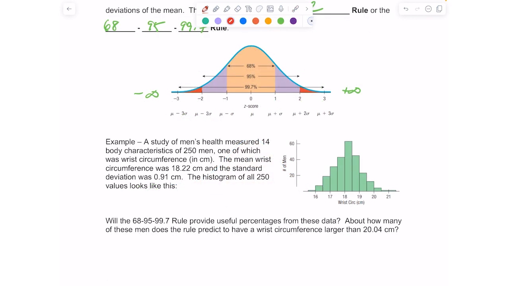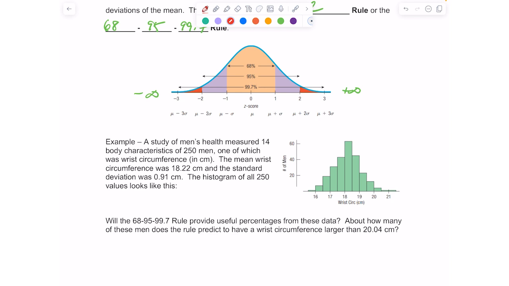So in this problem, a study of men's health measured 14 body characteristics of 250 men, one of which was wrist circumference in centimeters. The mean wrist circumference was 18.22 centimeters, and the standard deviation was 0.91 centimeters. The histogram of all 250 values looks like this. Will the 68, 95, 99.7 rule provide useful percentages from these data? And about how many of these men does the rule predict to have a wrist circumference larger than 20.04 centimeters?